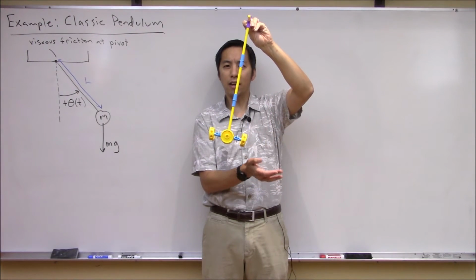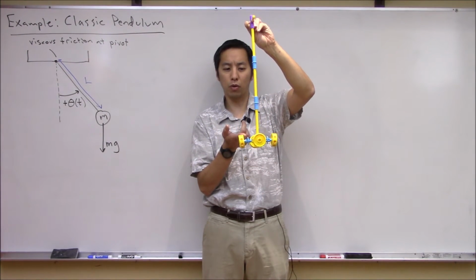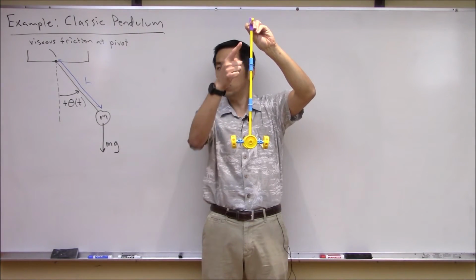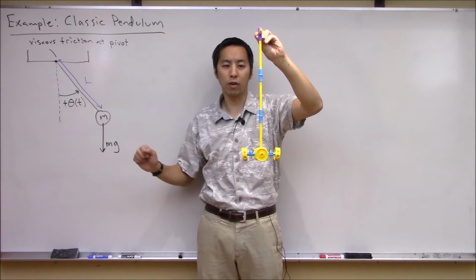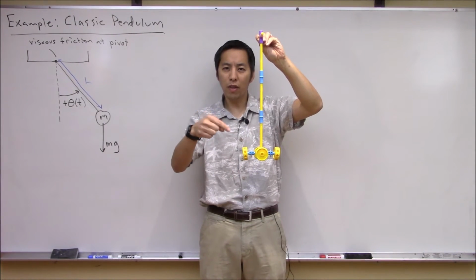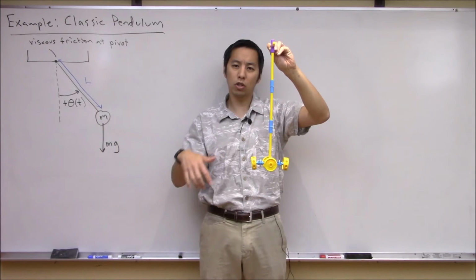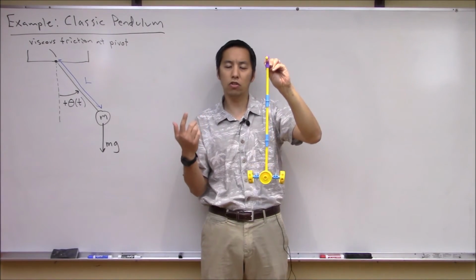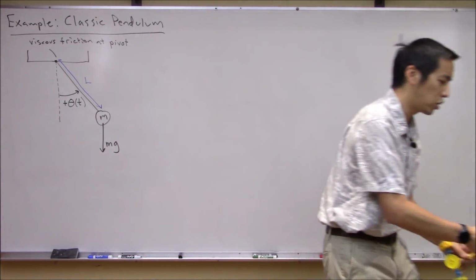And you can see that it has sinusoidal behavior with an exponential decay due to the viscous friction at the pivot point, right? Eventually the thing comes to rest. So all we want to do is model this system, write down the equations of motion, and see if we can massage this down into a standard second order differential equation.